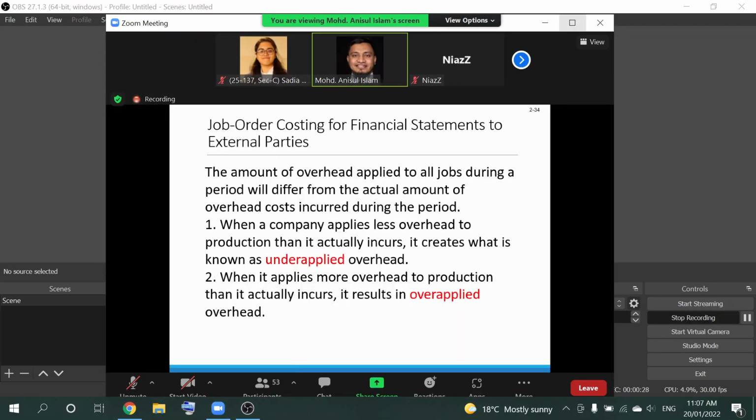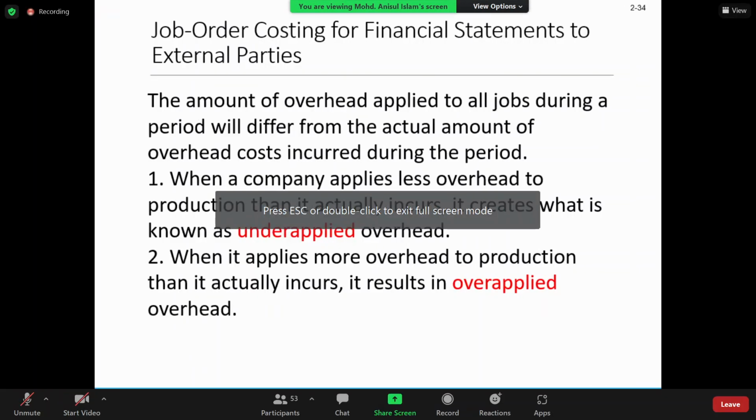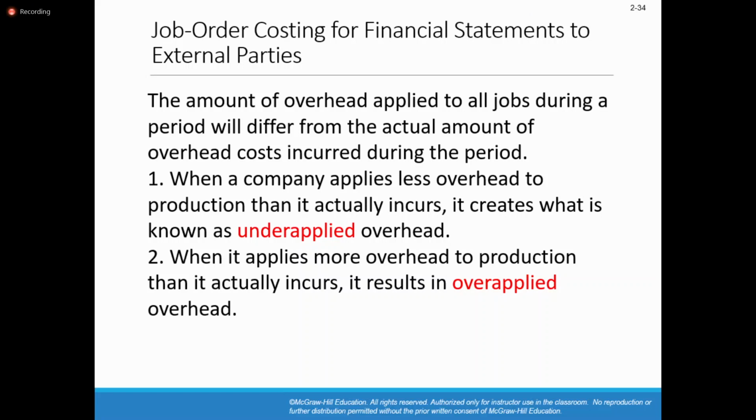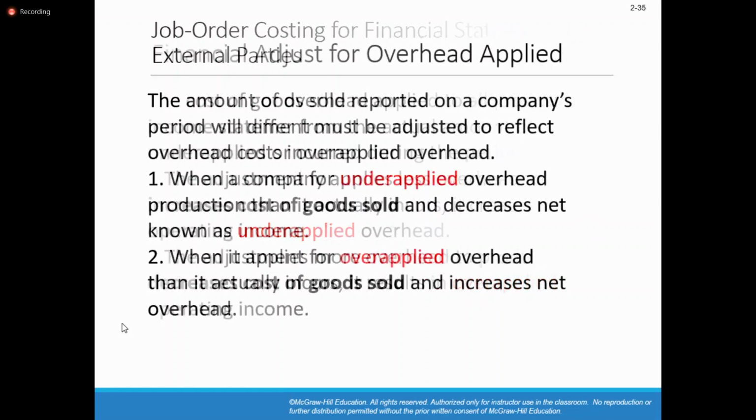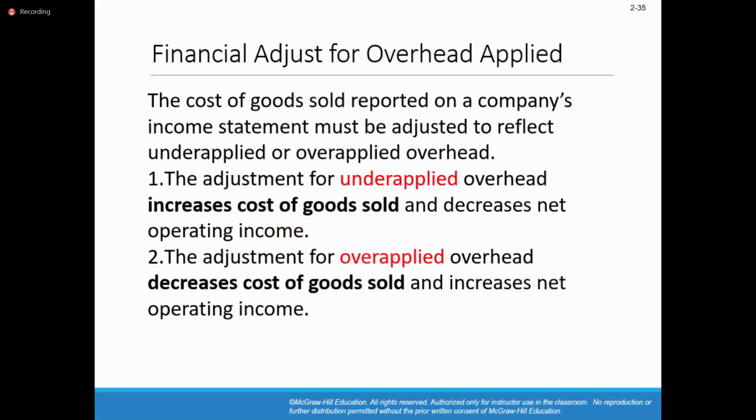So actual incurrence of the overhead expenses of say 1,000 taka, but we have applied in our job overhead expenses 1,200 taka. That is the case of over applied overhead. So if it is the under applied overhead, what is the consequence in the cost of goods sold and net operating income? So we need to make adjustment for under applied overhead expenses.